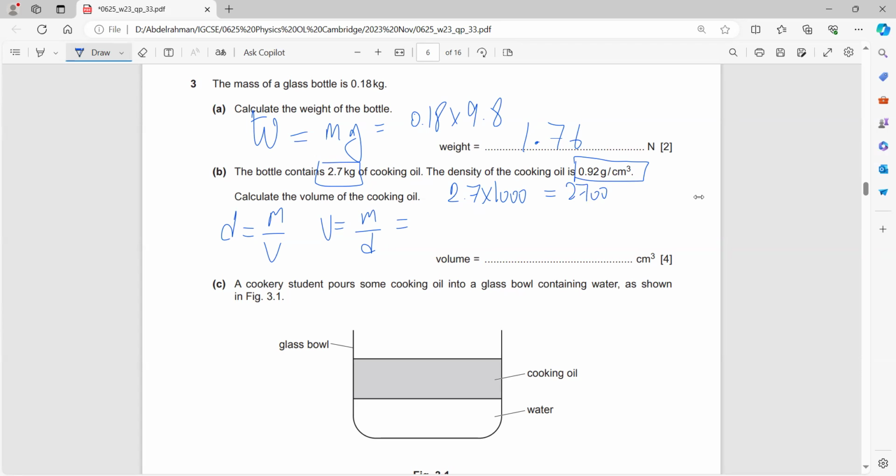Divided by the density. 2700 divided by 0.92. Right? Tell me. Any questions?